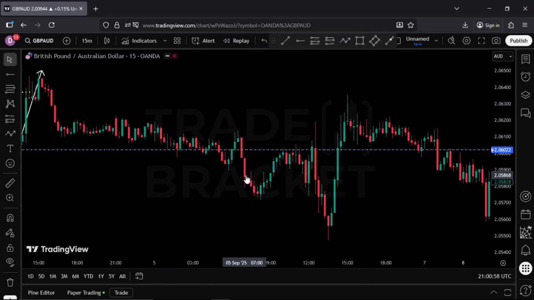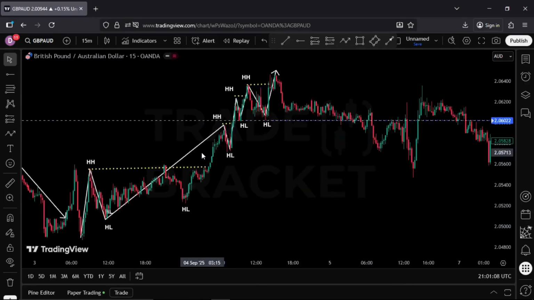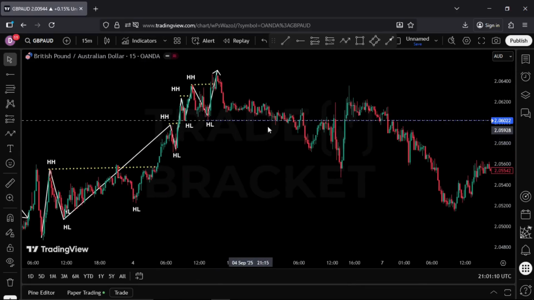Okay, the very first thing I want to do is confirm, did it really break for real, or did it just wick and fake and then close back up? So I want to wait for that real break. All right, if I get the real break, the next thing I want to do is draw the trade bracket.